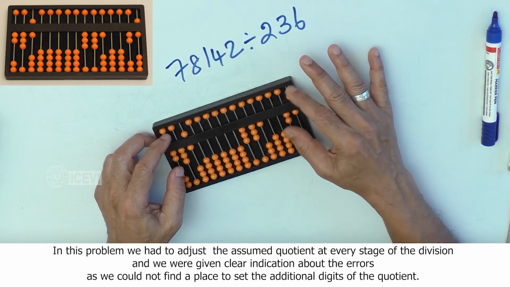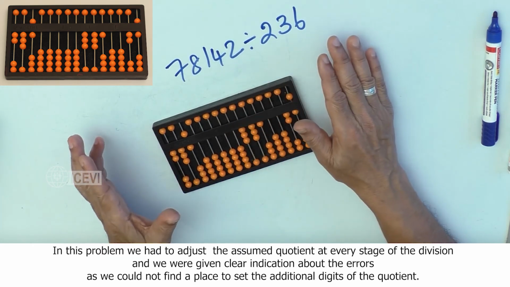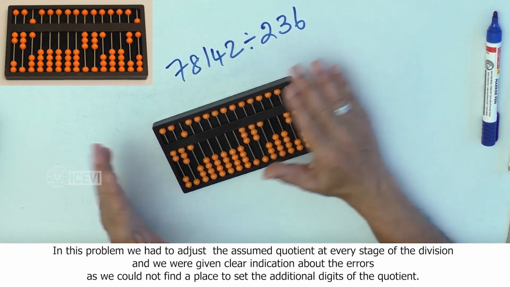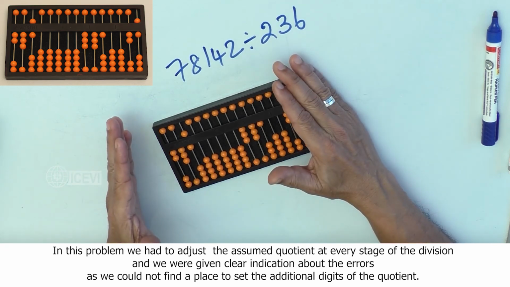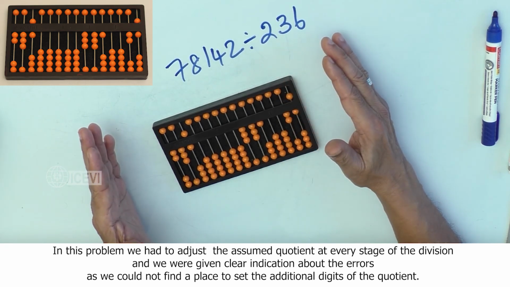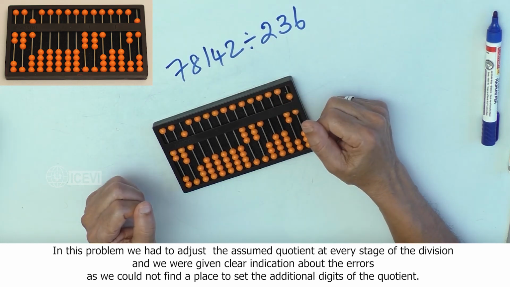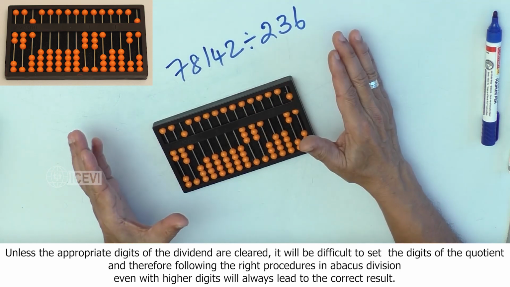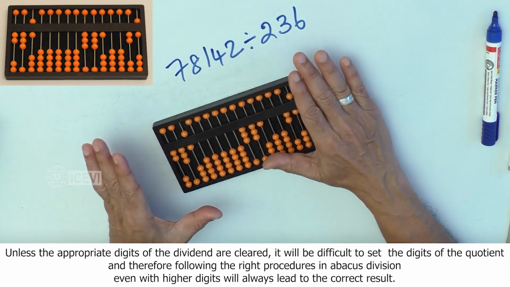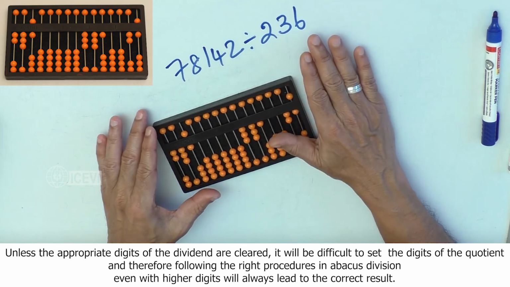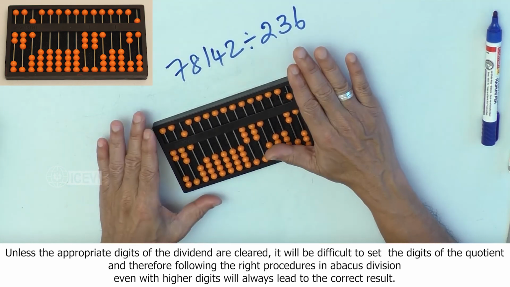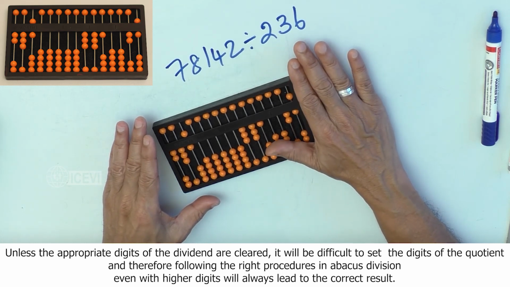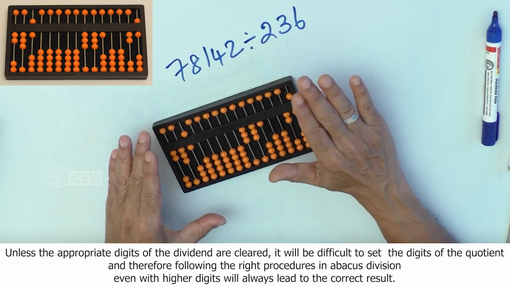In this problem, we had to adjust the assumed quotient at every stage of division, and we were given clear indication about the errors, as we could not find a place to set the additional digits of the quotient. Unless the appropriate digits of the dividend are cleared, it will be difficult to set the digits of the quotient, and therefore following the right procedures in abacus division, even with the higher digits, will always lead to the correct result.